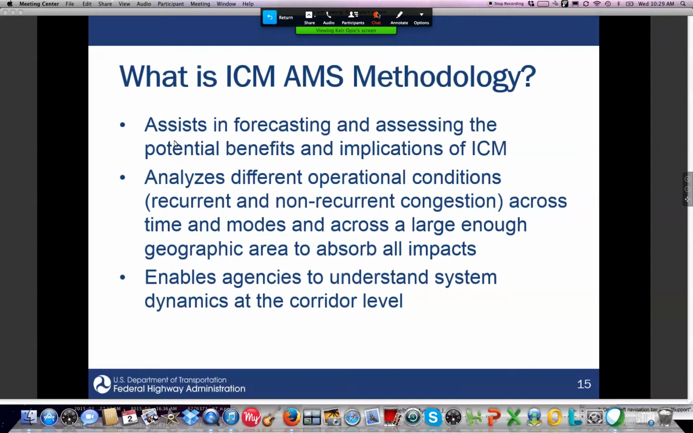And again, these are usually time-sensitive, dynamic models that are developed. So it really helps evaluate how the system is going to function at the corridor level, to help the agencies predict how the system is going to react to an ICM deployment.